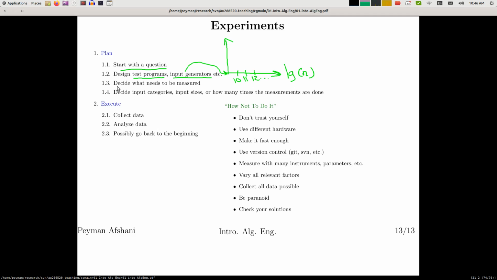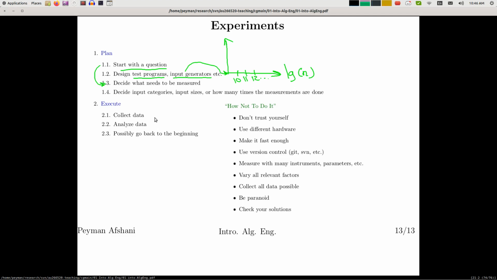Again, this number 3, so the question could already easily answer this number 3. But sometimes this could be tricky. If you want to answer a complicated question, it might not be very obvious what it is exactly that I need to measure, so you need to think about it and argue for it.